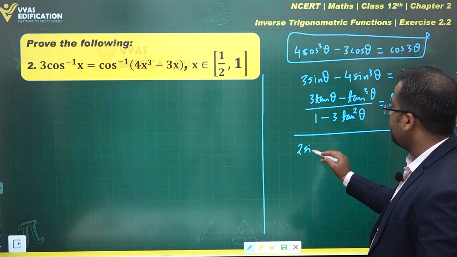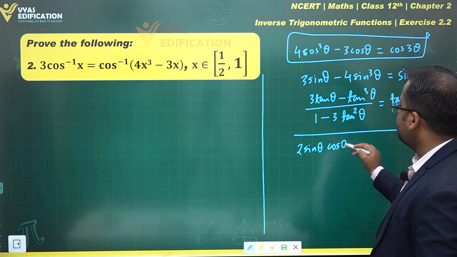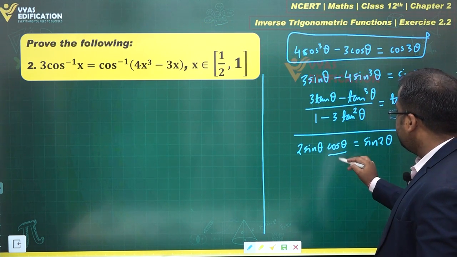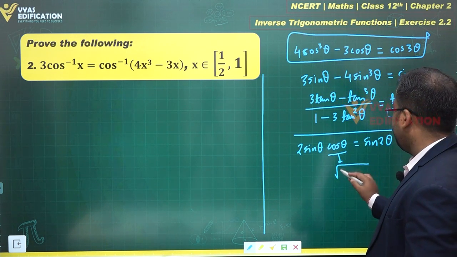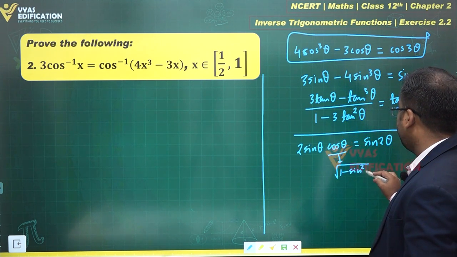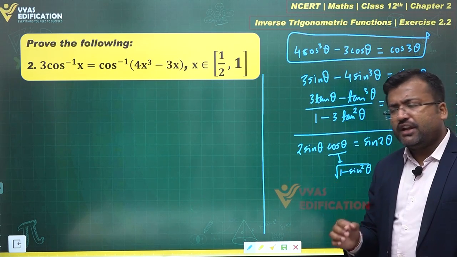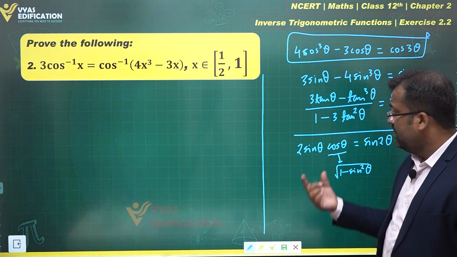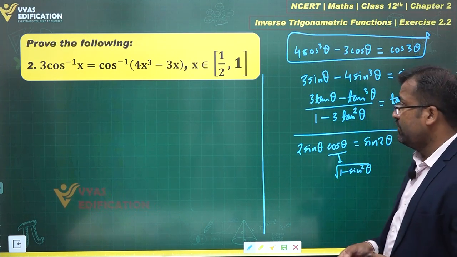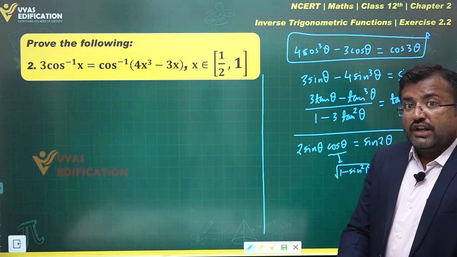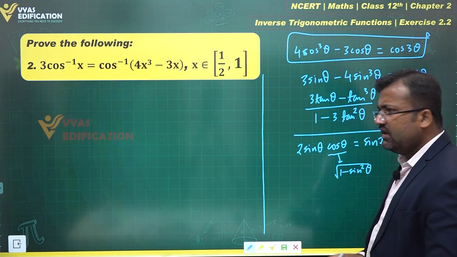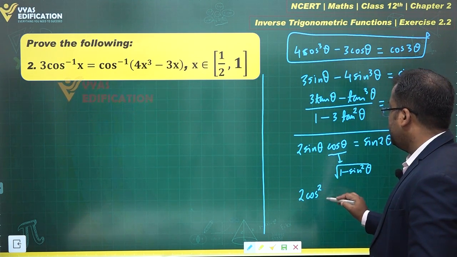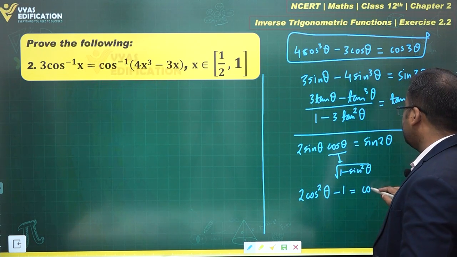2 sin theta cos theta is equal to sin 2 theta. Or you can write this cos theta as under root of 1 minus sin square theta as well. So in future you may encounter something like 2x times under root of 1 minus x square, right? So you know what kind of substitution we want to use over there. What else? Cos 2 theta, yes. 2 cos square theta minus 1 is equal to cos 2 theta.